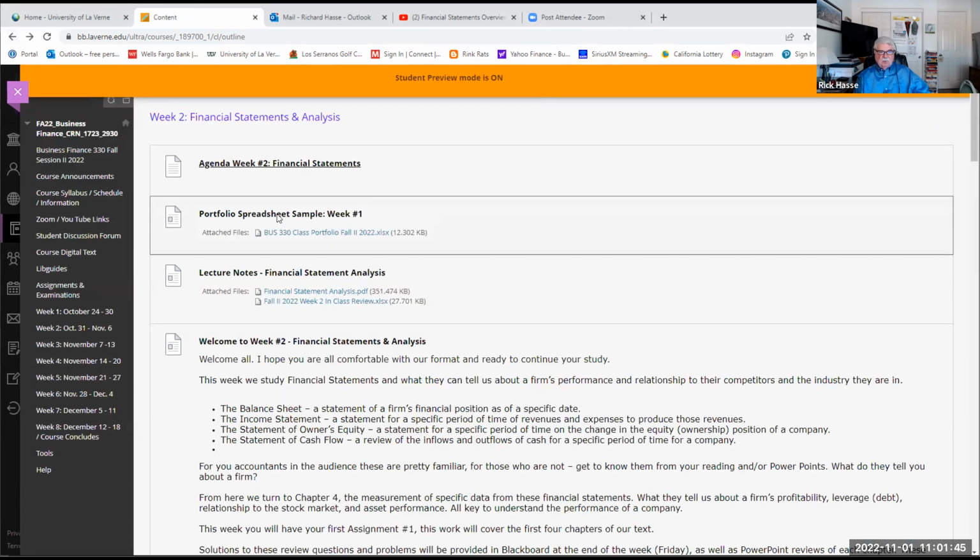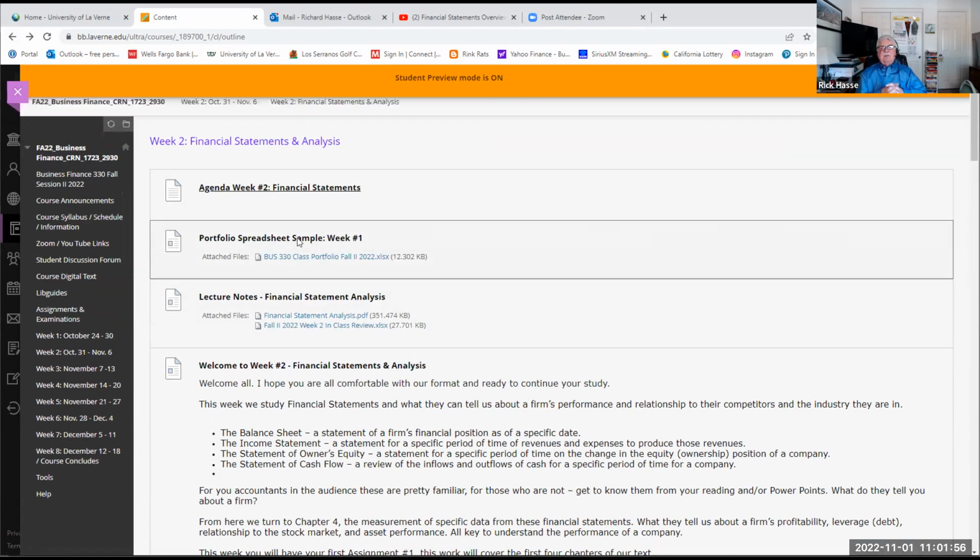Here's a portfolio sample spreadsheet. This is my portfolio in Excel format of week 1. So what you want to do is download that and see what stocks I'm invested in and how I put together my portfolio, as an example. Might be helpful going forward in the course.